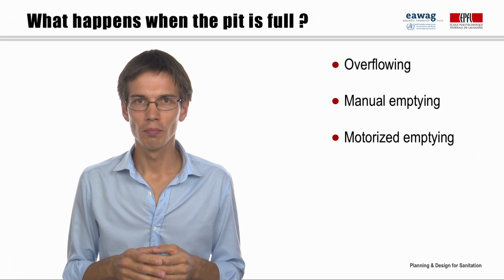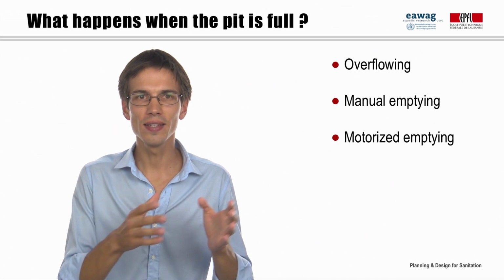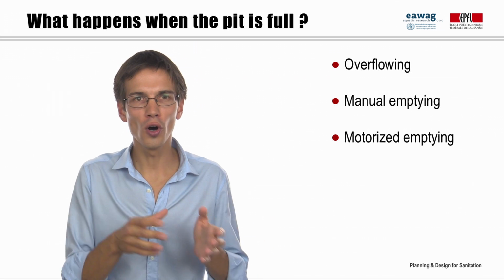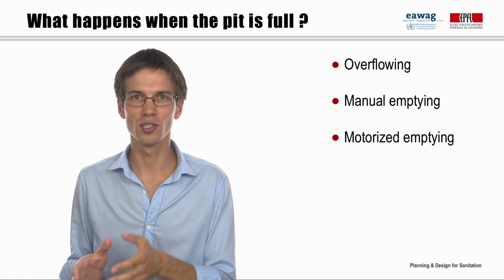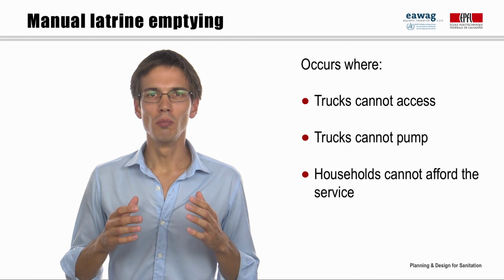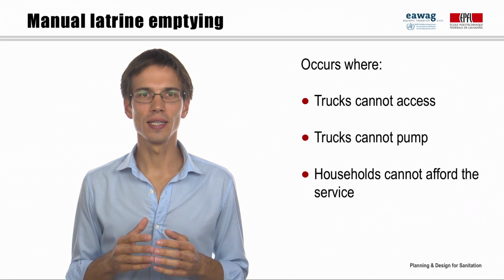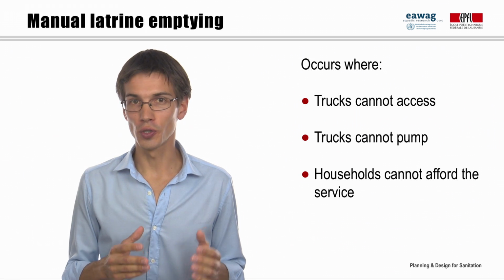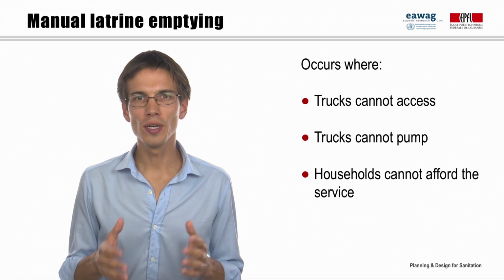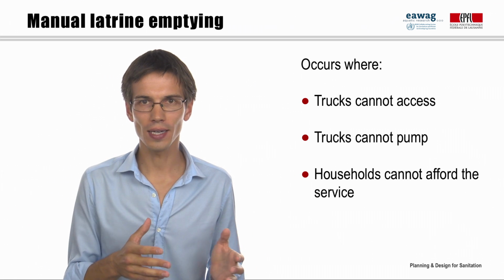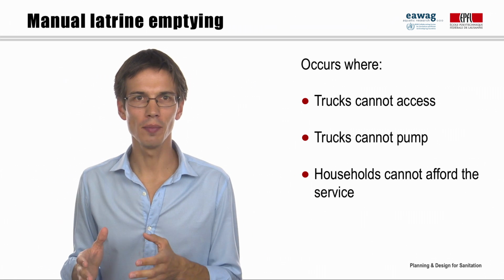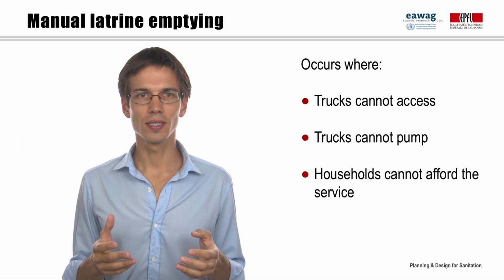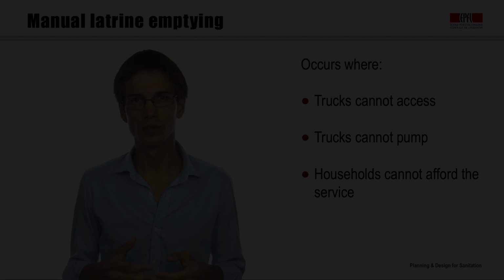When a pit is full, people have the choice between two options. Either they let the pit overflow, which is both a nuisance and health hazard for the neighborhood, or they call manual and motorized service providers to empty their pit. The most efficient and hygienic way in such a case is the use of pumping trucks. However, in low-income contexts, the use of trucks is often not possible. The main reasons are either that there is no access for trucks, that the sludge is too thick to be pumped, or that households cannot afford the often costly service. Thus, people often resort to manual emptiers.